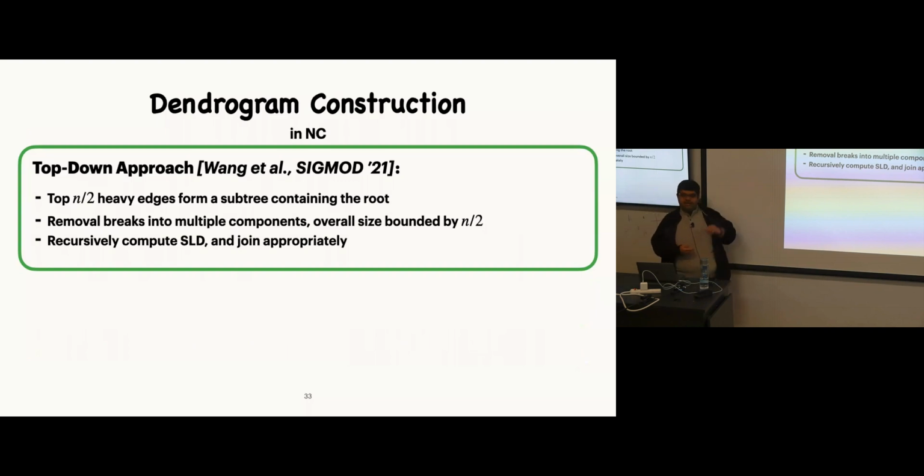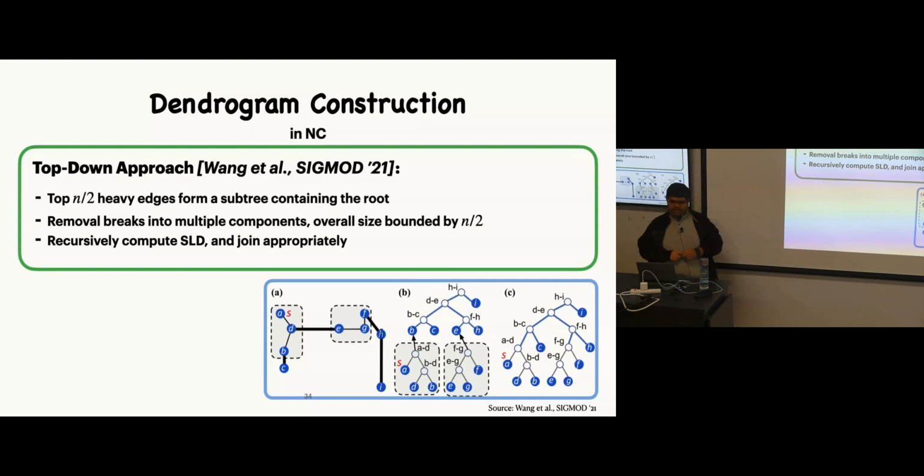So the idea for the algorithm was as follows. If you look at the top, heaviest n over 2 edges, you know that these n over 2 edges are the ones which merge at the end, right? So when you look at their corresponding positions in the dendrogram, they have to form some sort of prefix of the tree, right? As seen in this figure, they always end up forming this sort of prefix of the tree.